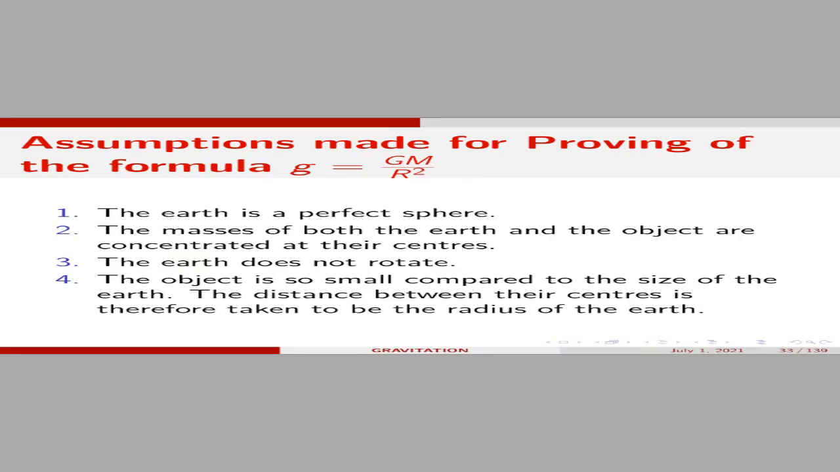The assumptions we make were: we consider the Earth to be a perfect sphere. We consider that the mass of both the Earth and the object are concentrated in the center. We also assume that the Earth does not rotate, and the size of the object is so small compared to the size of the Earth.